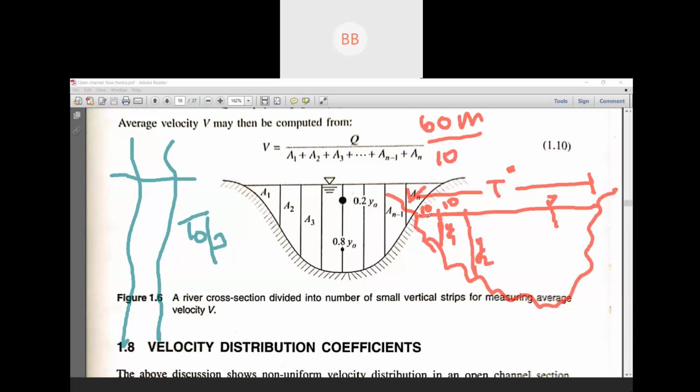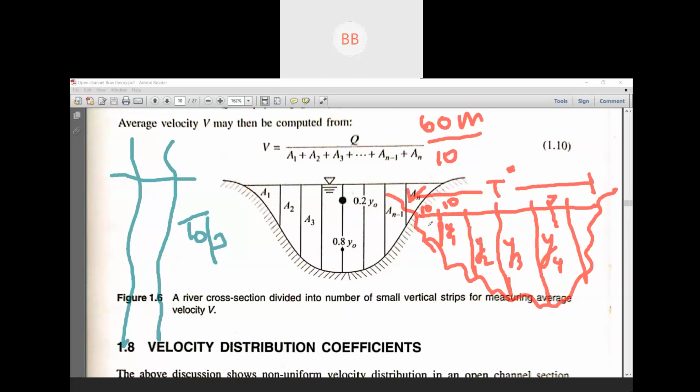But in the field, we first measure the depth at 10 meters and write it down in the notebook. Then again we travel 10 meters and measure the depth, then again another 10 meters, we measure the third depth, then again we travel 10 meters and measure the next depth, and so on. So from the field, what data are we going to get? All the depths.